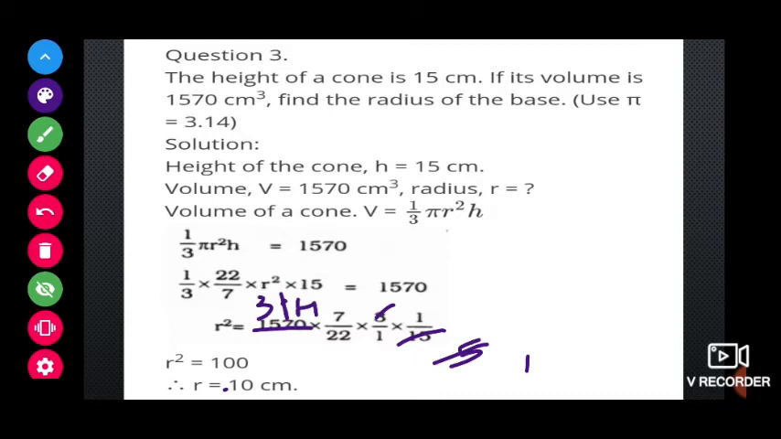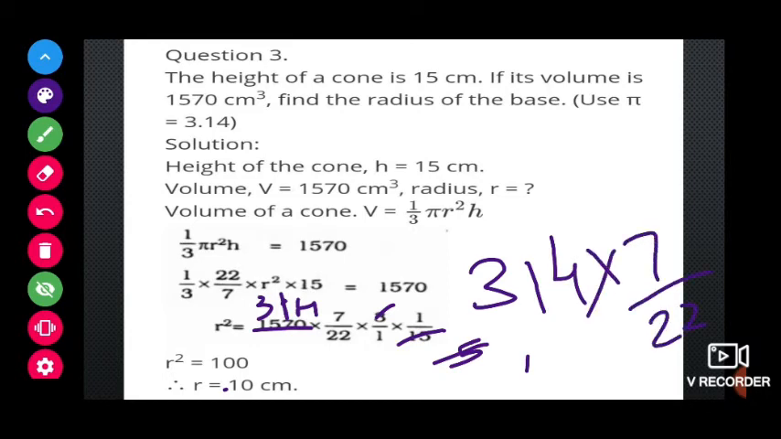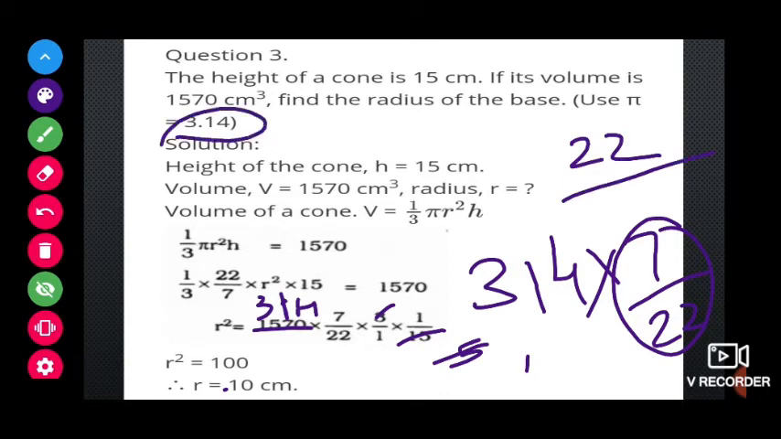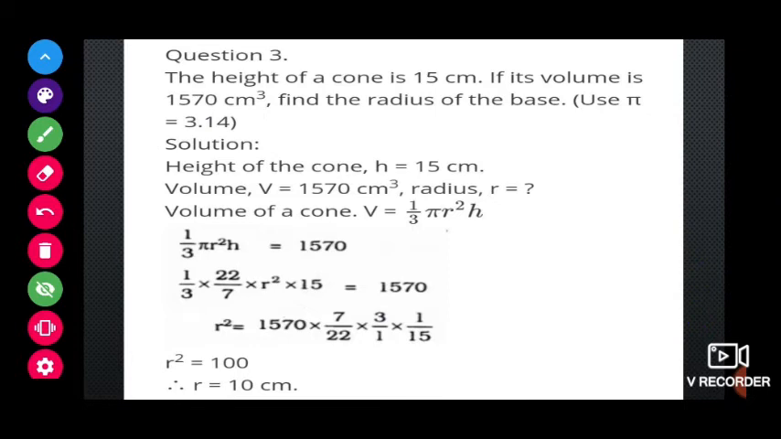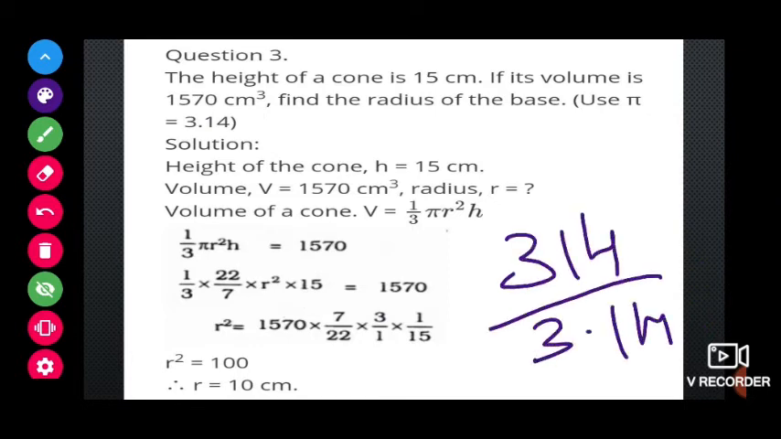Now 314 into 7 by 22. Actually they told us to take the value of 22 by 7 as 3.14. So if I take 7 by 22, it will be 1 by 3.14, isn't it? So on substituting, we will get 314 by 3.14.